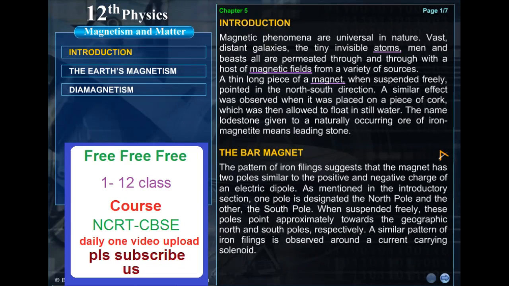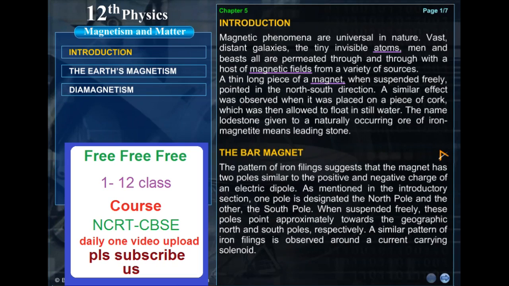A thin, long piece of a magnet, when suspended freely, pointed in the north-south direction. A similar effect was observed when it was placed on a piece of cork, which was then allowed to float in still water. The name lodestone, given to a naturally occurring ore of iron, magnetite, means leading stone.